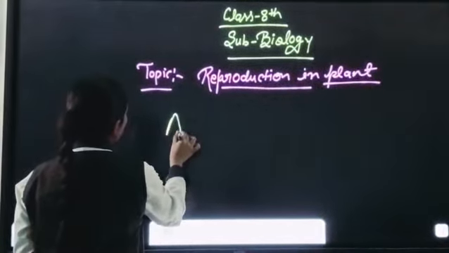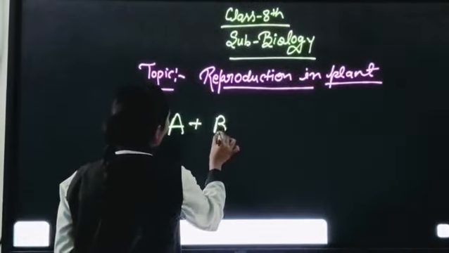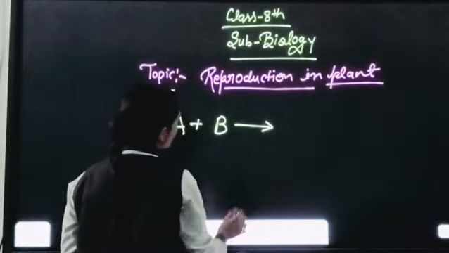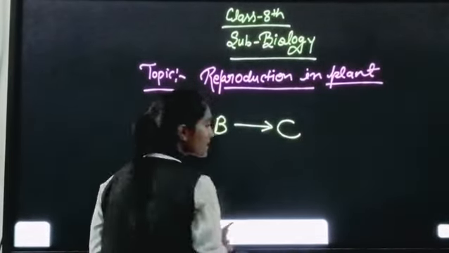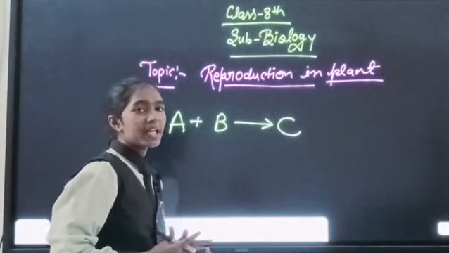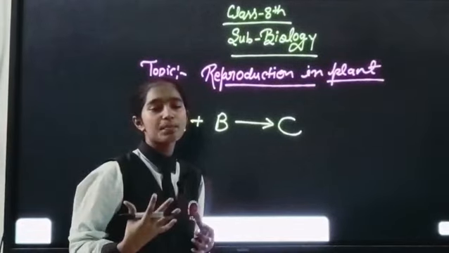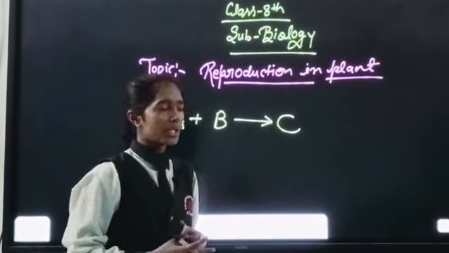Suppose this is organism A, and with the help of organism B, he gave rise to a new individual, that is organism C. So what is he doing? They both are helping to form a new individual and to increase the species, to continue the population.